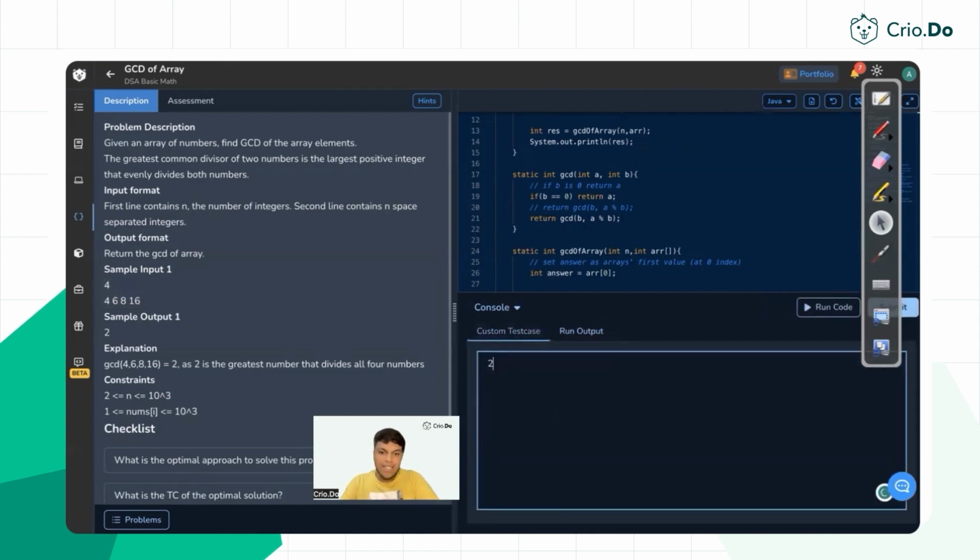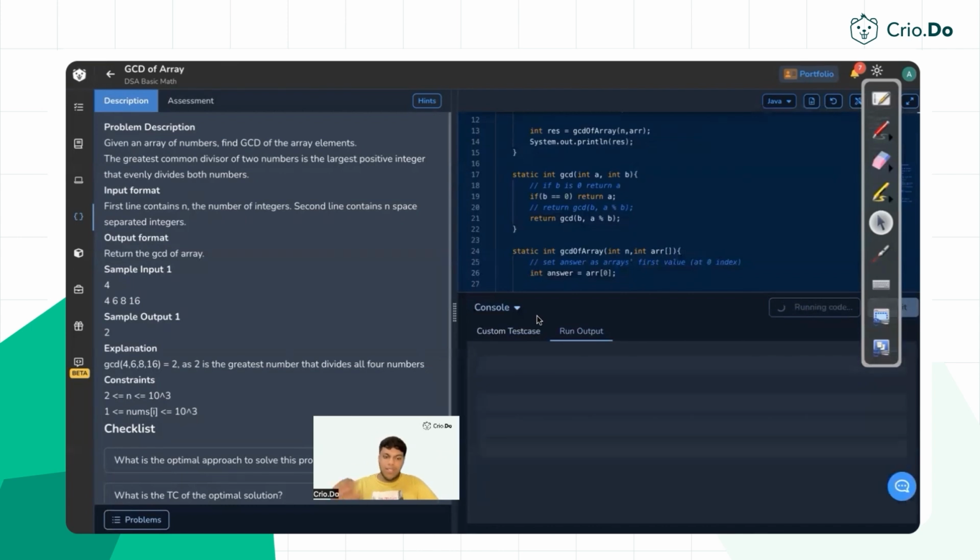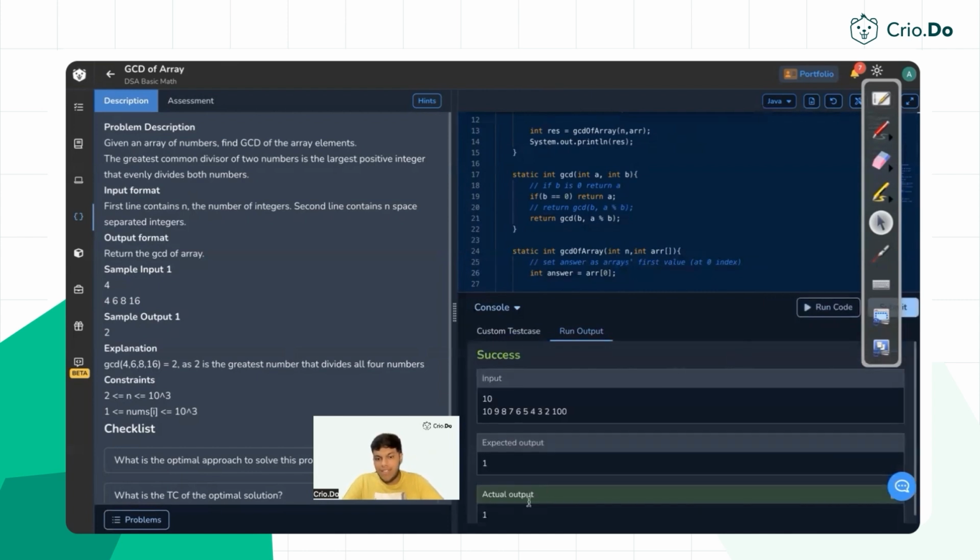Let's do it for corner cases. Let's say there are 10 numbers, and those 10 numbers are maybe 10, 9, 8, 7, 6, 5, 4, 3, 2, and let's say 100. What will be the GCD of all these numbers? As soon as you take the GCD of 10 and 9, it will be 1. Then 1 and 8 will be 1, 1 and 7 will be 1, and so on down to 2, and with 100 it will remain 1. So the answer should be 1, because two consecutive numbers usually have no common factor. Let's see if it is giving me 1 or not.